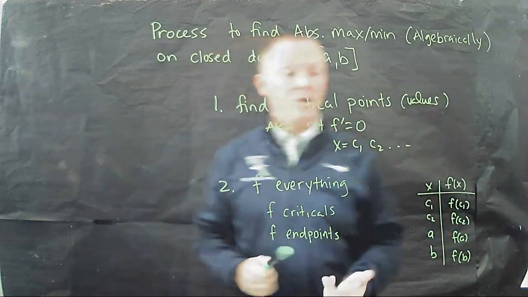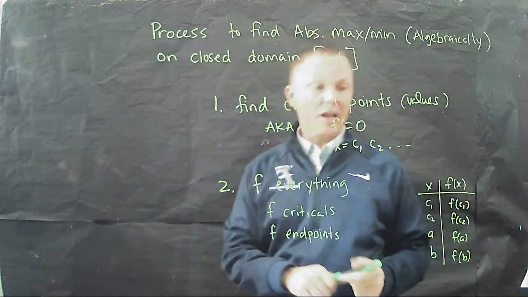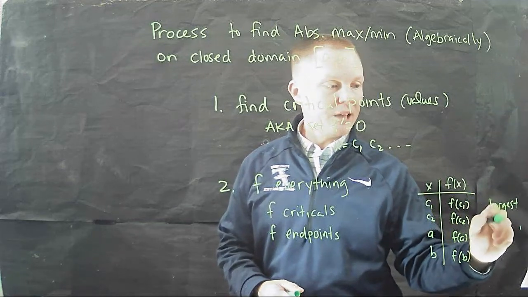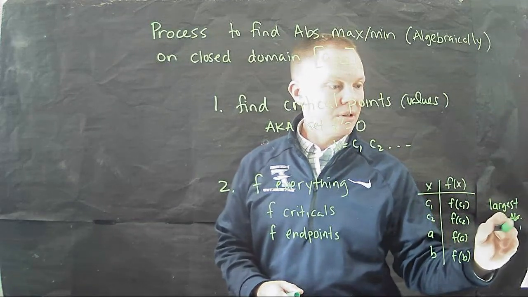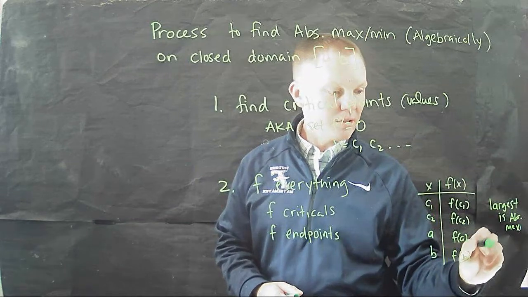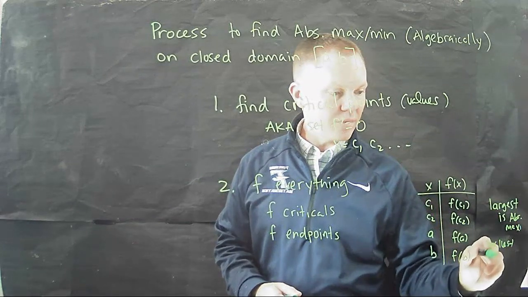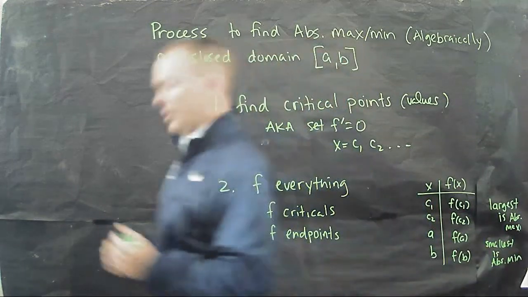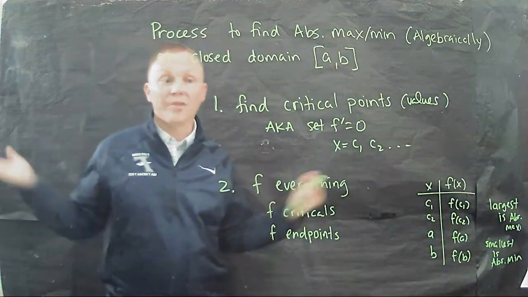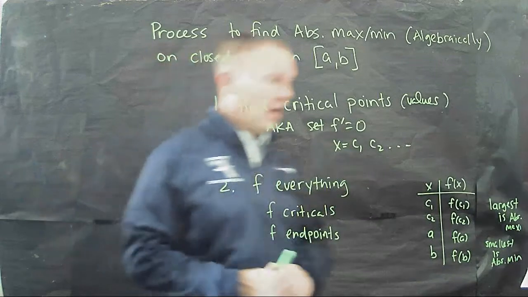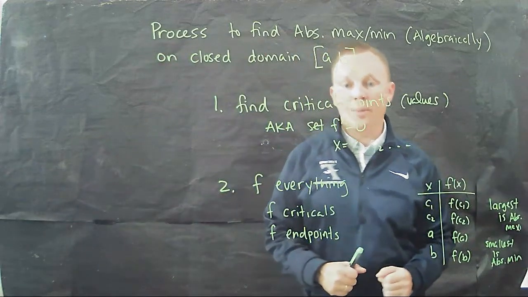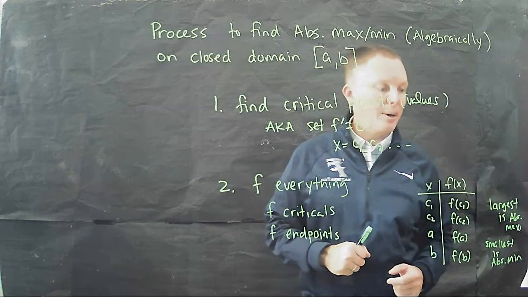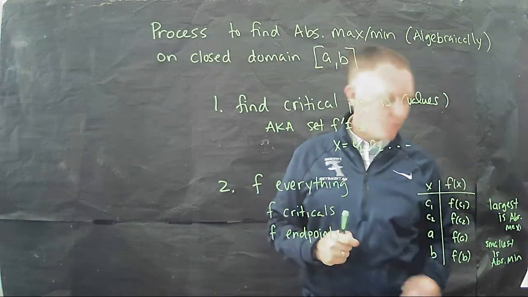Okay? So all you have to do is look over here at these y values, and the largest is the absolute max, and the smallest is the absolute min. Okay? It's that simple. Find the critical points, f everything. Okay? I'm going to erase this, and then we'll do an example of it. Hopefully you got a chance to write that down. And then we'll look at maybe 1 or 2 examples of this.